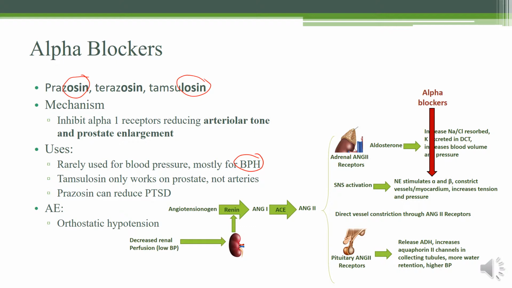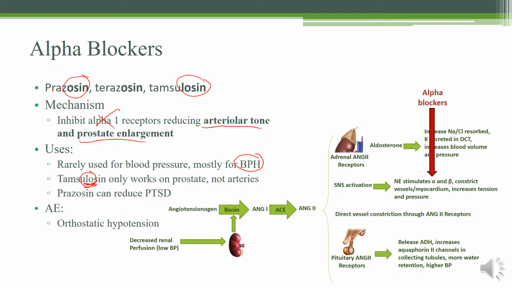Now the mechanism is that they inhibit the alpha-1 receptor, and inhibiting the alpha-1 receptor means that you prevent the arterial tone from constricting and you prevent the prostate from enlarging. Something you do need to know is that tamsulosin has no effects on arteries. It only works down low, so that's how I remember it. Tamsulosin only works down low.